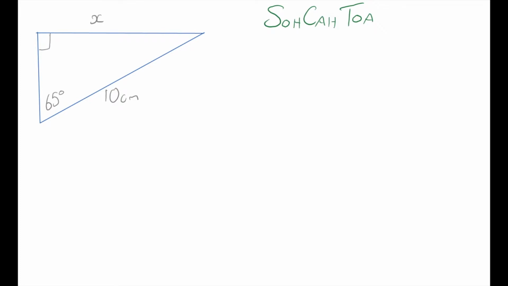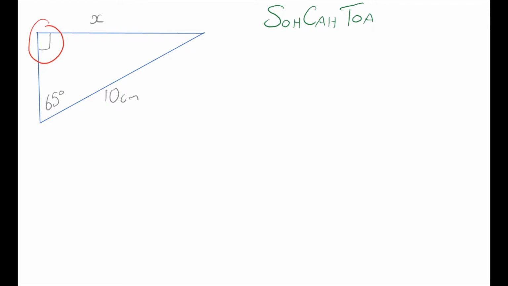Today, we're going to look at how we can find an unknown length in a triangle by using trigonometry. The first step we need to do is choose which angle we're going to use in this question. An important thing to note is that you should never pick the right angle.